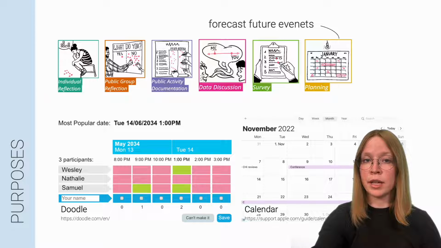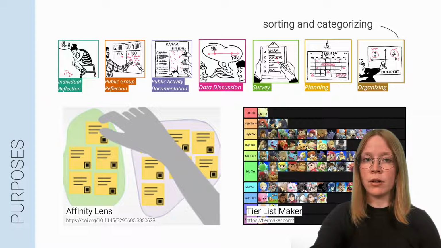Planning examples bring an explicit focus on time and logistics, helping people make sense of ongoing time use, develop plans, and forecast future events like Doodle or a calendar. Finally, organizing examples focus on sorting and categorizing, often allowing viewers to change data points, attributes, or even data dimensions like affinity diagramming or a tier list maker.